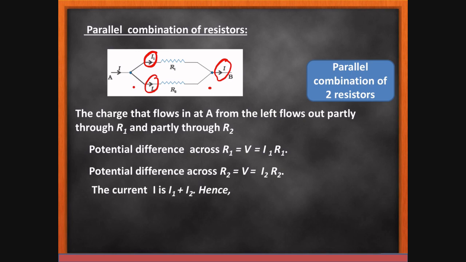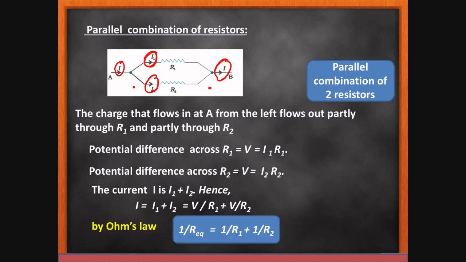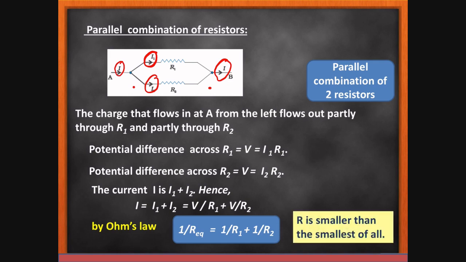Here, the current I is the sum of I1 plus I2. Therefore, we can put the values and we get I is equal to V by R1 plus V by R2. So by Ohm's law, we can write the equivalent resistance as 1 by R equivalent equals 1 by R1 plus 1 by R2. Always remember the net resistance is smaller than the smallest of all.